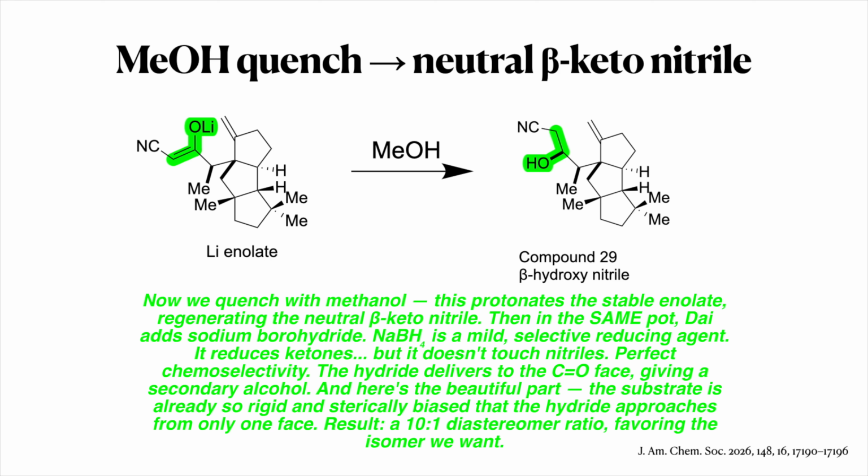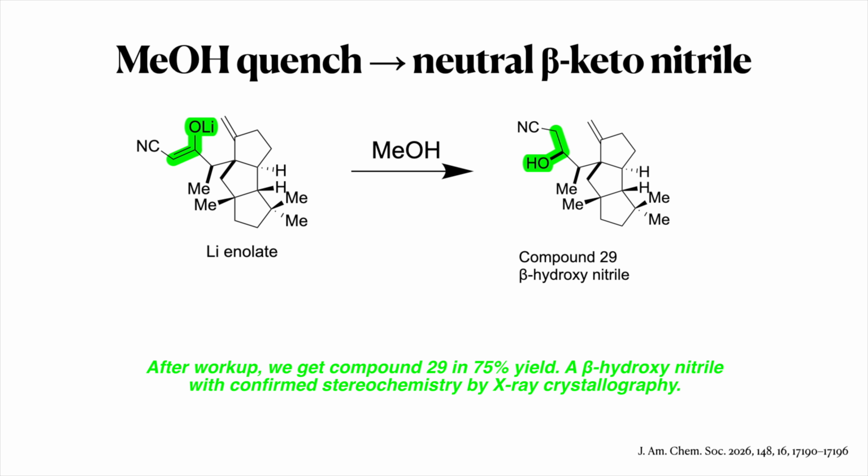And here is the beautiful part. The substrate is already so rigid and sterically biased that hydride approaches from only one face, resulting in a 10:1 diastereomer ratio, favoring the isomer we want. After workup, we get compound 29 in 75% yield, a beta-hydroxy nitrile, whose stereochemistry was confirmed by X-ray crystallography.